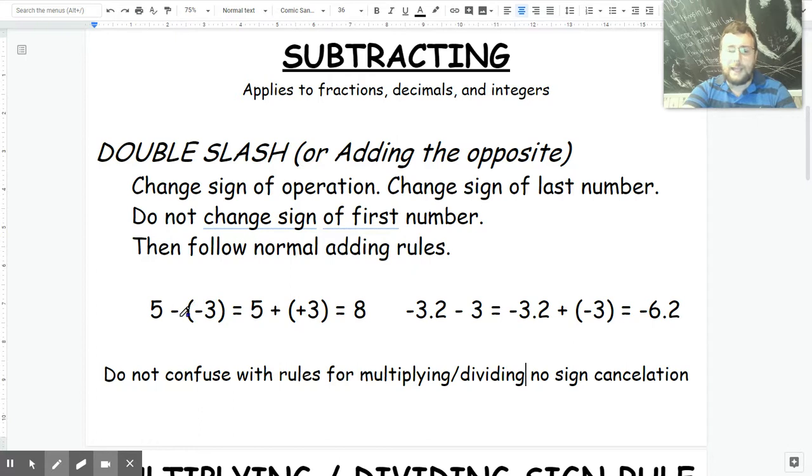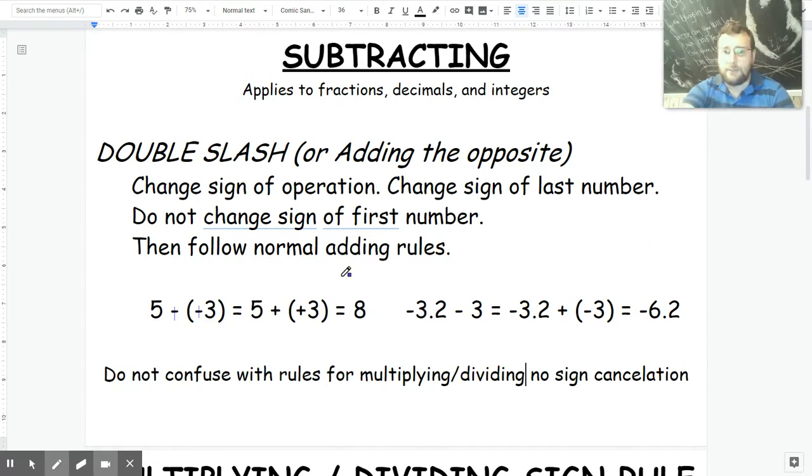So the way I like to think about this is the double slash rule. You slash the subtraction sign to change the operation to actual addition, and then you change the sign of the following number to the opposite sign. In this case, the negative becomes positive, and now you follow normal addition rules. 5 plus 3, same sign, put it together, 8.